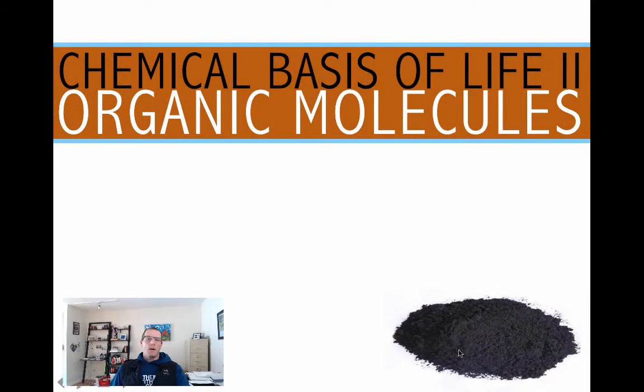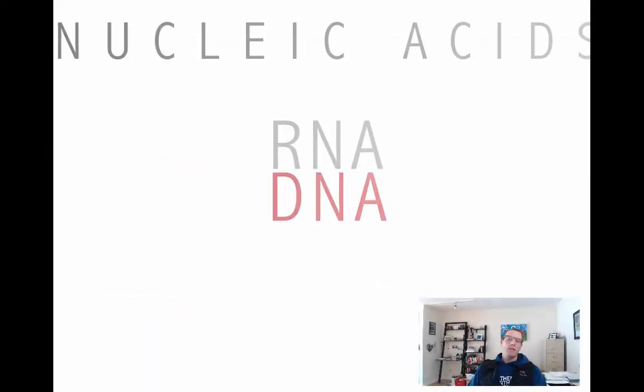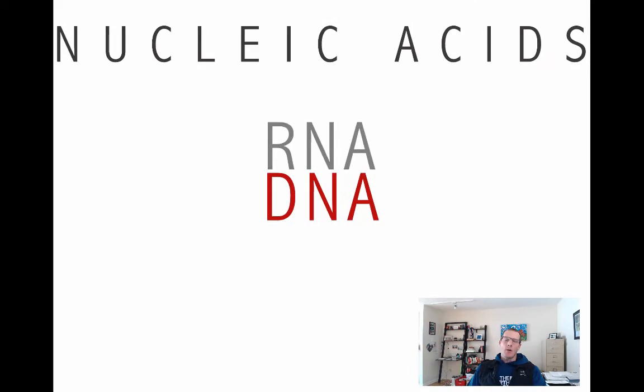Okay, welcome back. This is our last section in terms of chemical basis of life to organic molecules. And we're going to finish up our discussion of organic polymers looking at the nucleic acids. So let's get right to it. There are two types of nucleic acids, DNA and RNA. And so what's going to be important here is that you understand the relationship between structure and function.